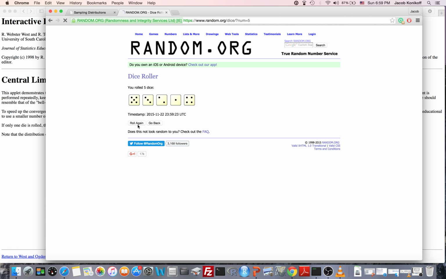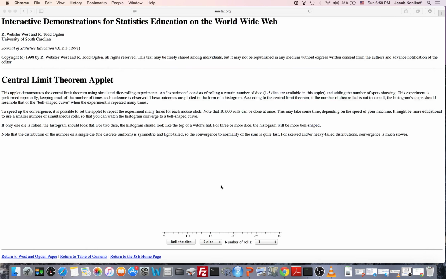The smallest possible result I could get is if all these dice wound up with a 1, right? Then I would get 5. And the largest result is if they all came up 6s, in which case I would get 30. So this applet here is going to roll those 5 dice.